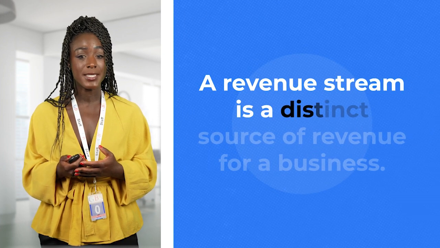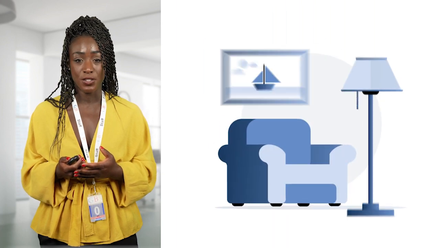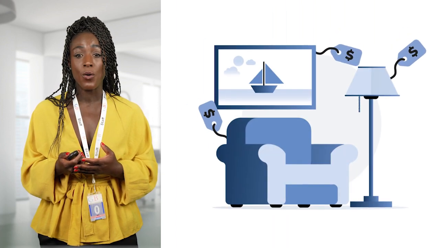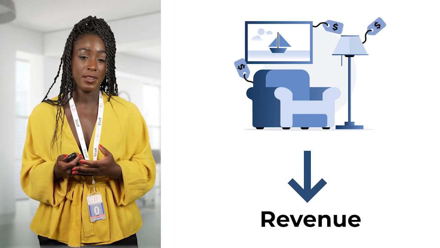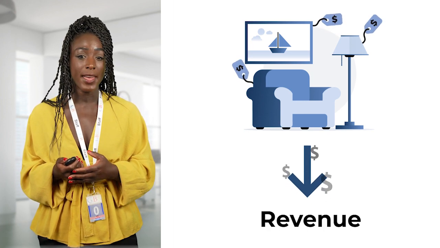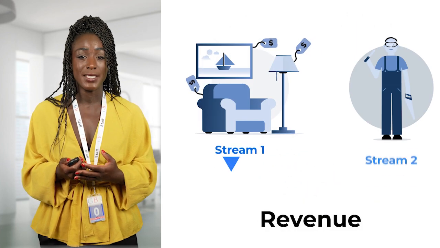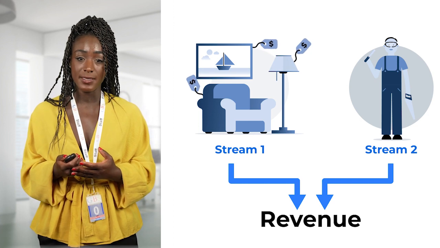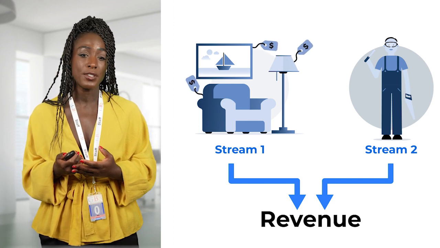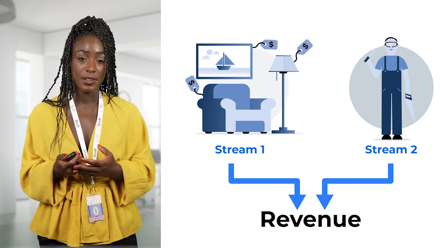A revenue stream is a distinct source of revenue for a business. To return to the furniture store from our previous example, we know that they sell furniture. That is one revenue stream. But what if they also perform repairs? That is another revenue stream. We see that this business has two revenue streams, furniture sales and furniture repairs. Let's look at some different types of revenue streams to give you an idea of what a business might do.